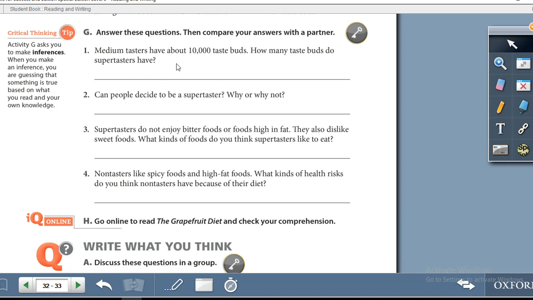Let's just say your answer is maybe 15,000 taste buds, right? For example. So you will write your answer over here, right? Once again, for this particular exercise, I would suggest you read the instruction more than once. Answer these questions, then compare your answers with a partner. You do not have to compare your answers with a partner. When you finish answering these questions, you can go back to the article and check your answer, right? All of these questions, you can find your answers in the reading 1, right?